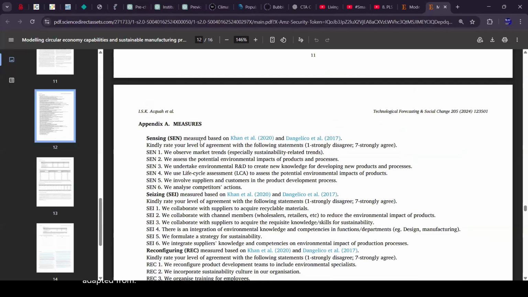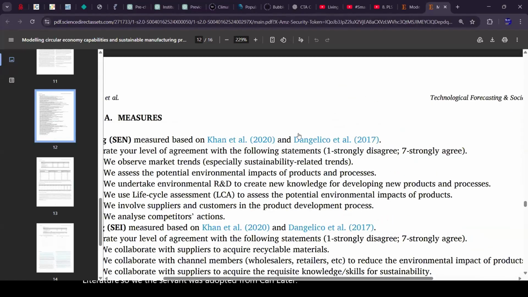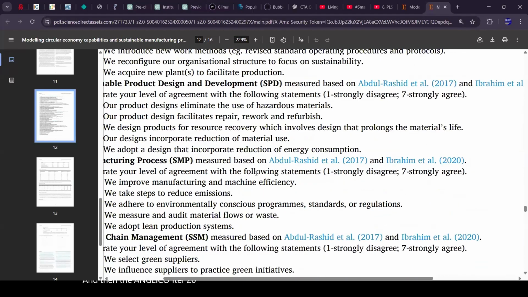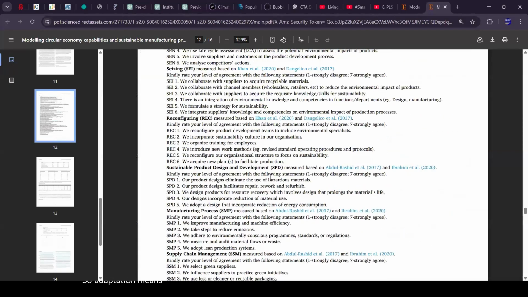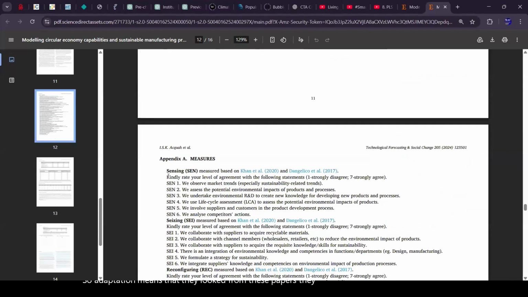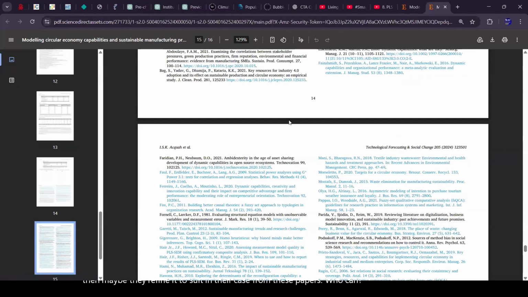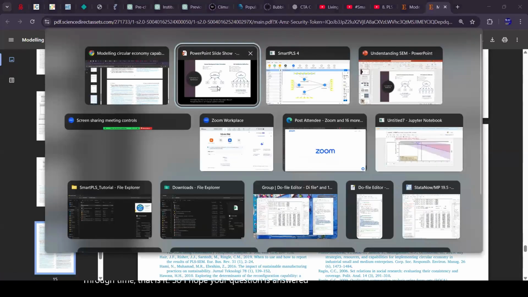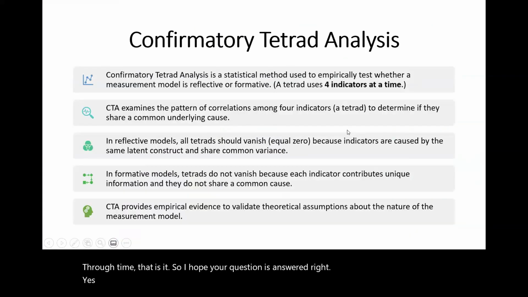So the sensing was adapted from Khan et al., and then Teece et al. 2017. All of these were adapted. So adaptation means that they looked at these papers, got these questions, and then maybe refined them to suit their case. So that is it. I hope your question is answered, right? Okay. I don't know if there's any other question.